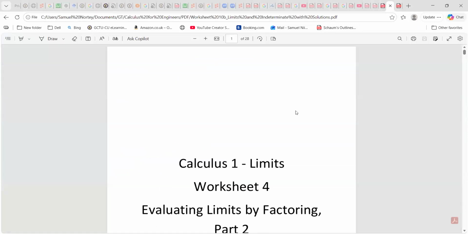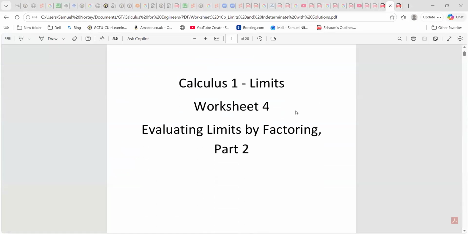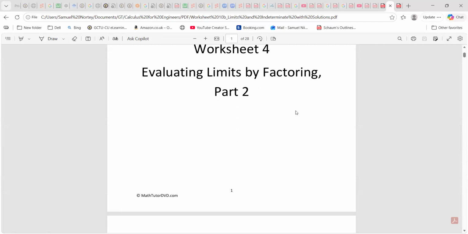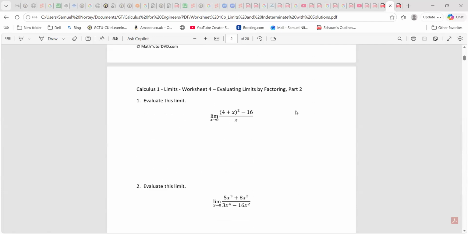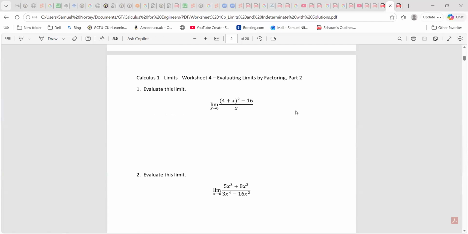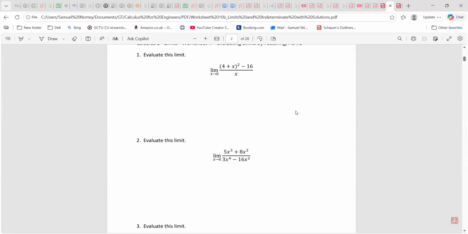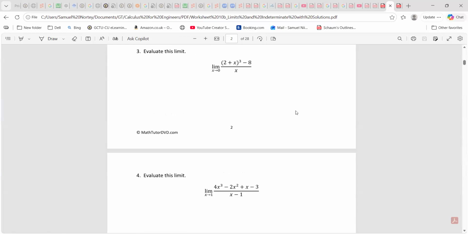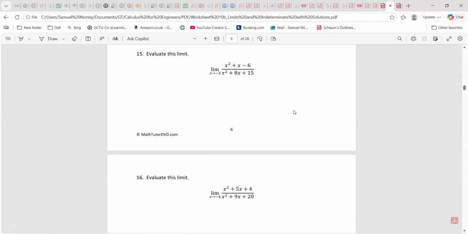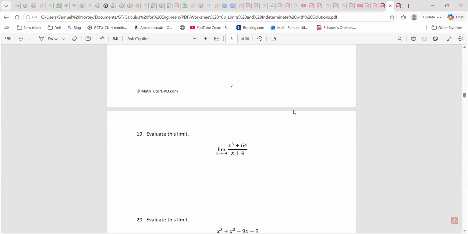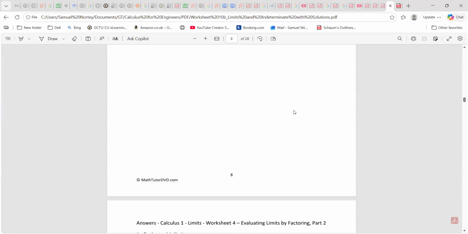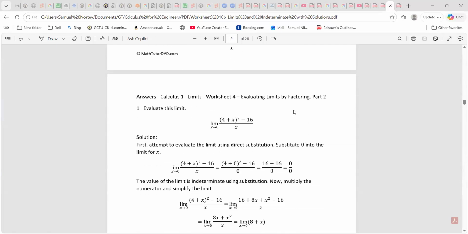Okay, so the indeterminate form. So this is a worksheet evaluating using the factorizing method. For example, evaluate this limit. Remember this, you can use difference of two squares. For this one, I think there are 16 questions. Oh, more than 16. I think 20 questions. But all of them have been solved.